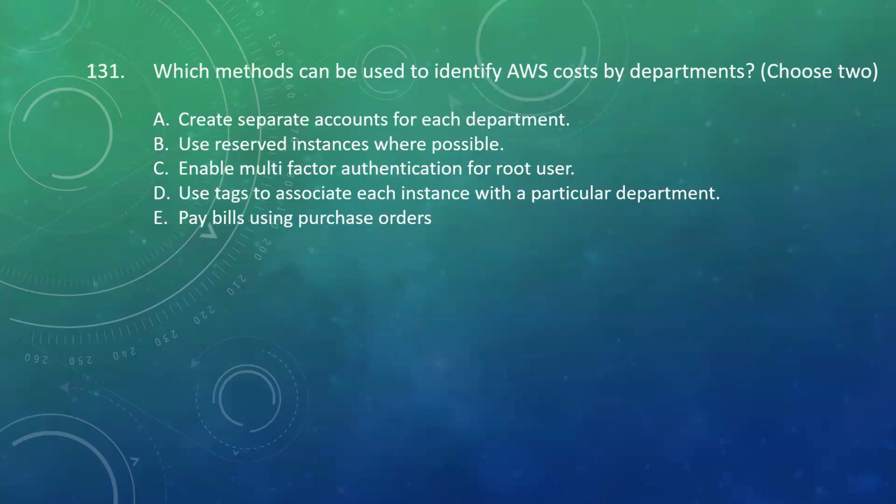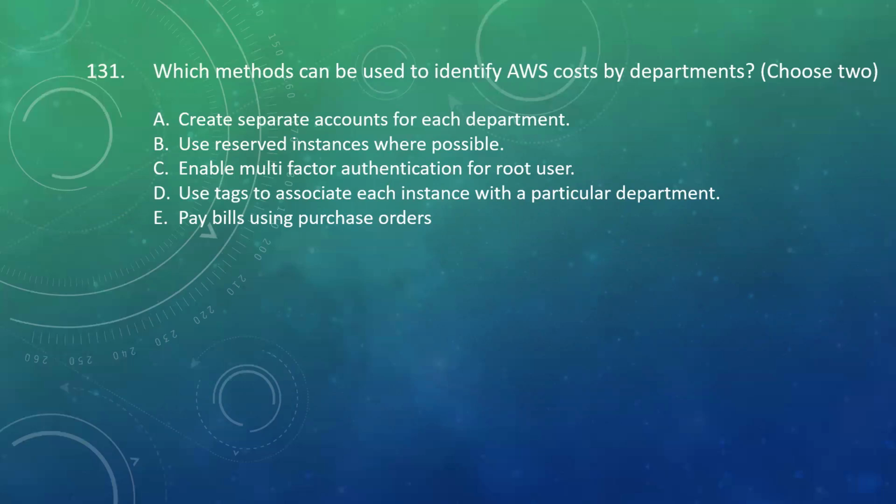Question number 131. Which methods can be used to identify AWS costs by departments? You need to choose two options. Your options are create separate accounts for each department, use reserved instances where possible, enable multi-factor authentication for root user, use tags to associate each instance with a particular department, pay bills using purchase orders.